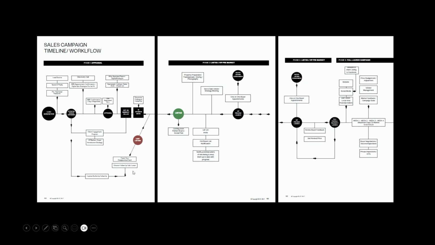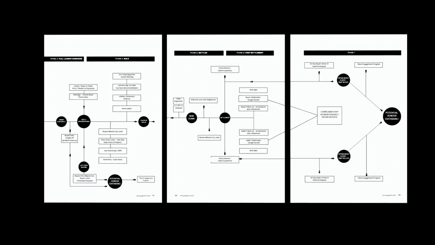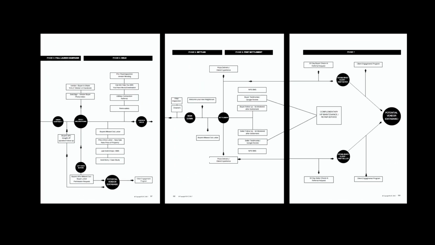And then if it doesn't get listed, or if you lose a listing, we've got a process for a lost listing: thank you but disappointed card, direct a follow-up call, then it goes to an expired authority follow-up, get permission to call back, it goes back into the potential vendor again. And of course, if you don't list something, it goes into the client engagement program and off-market buyer opportunities. So follow the process, follow the steps, sit down with your teams, tick off what you are doing, what you're not doing.